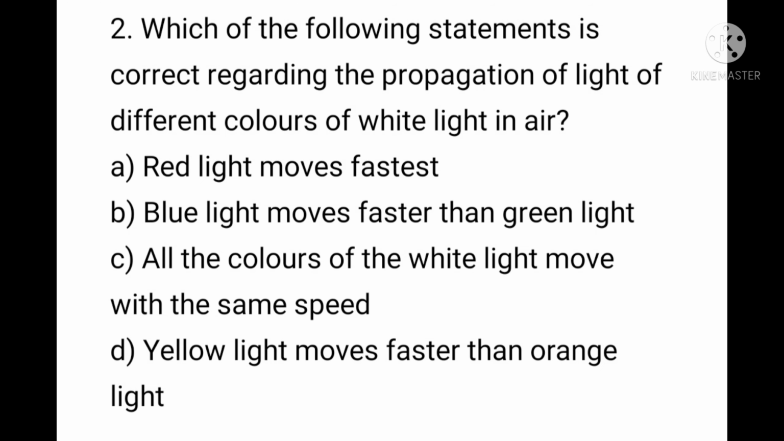Question number 2. Which of the following statements is correct regarding the propagation of light of different colors of white light in air? Option A, red light moves fastest. Option B, blue light moves faster than green light. Option C, all the colors of the white light move with the same speed. Option D, yellow light moves faster than orange light. Answer is option C. All the colors of the white light move with the same speed.